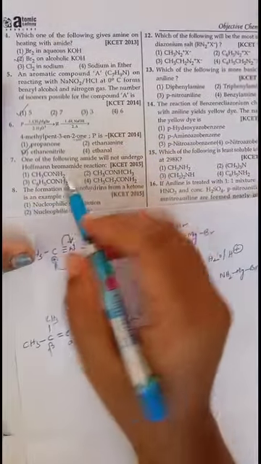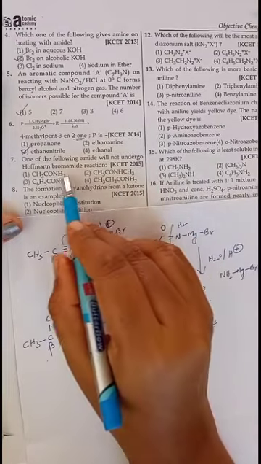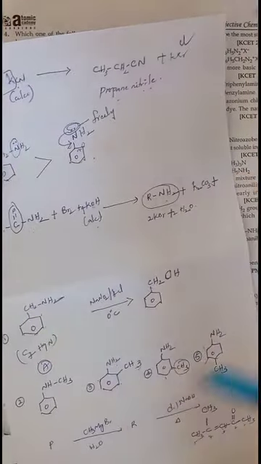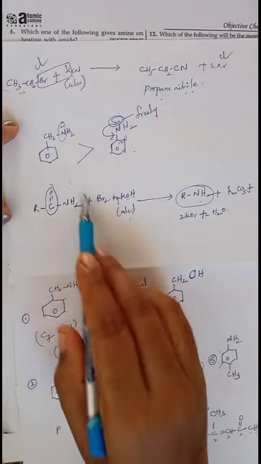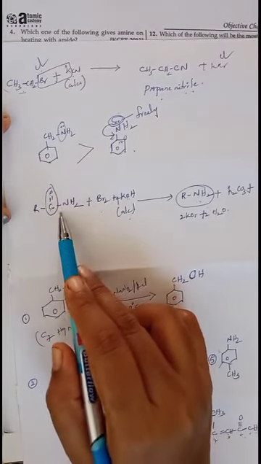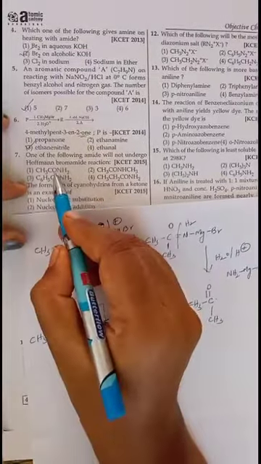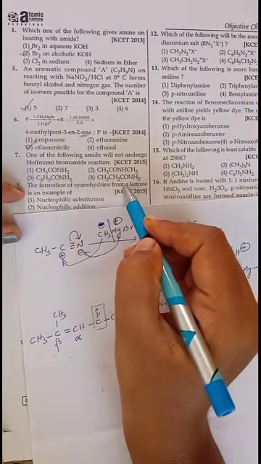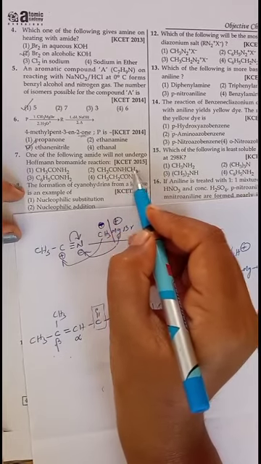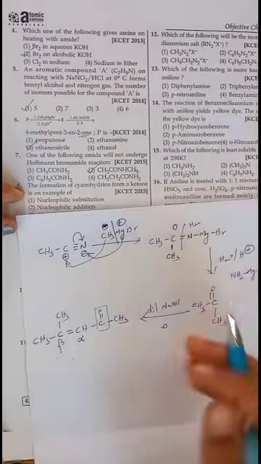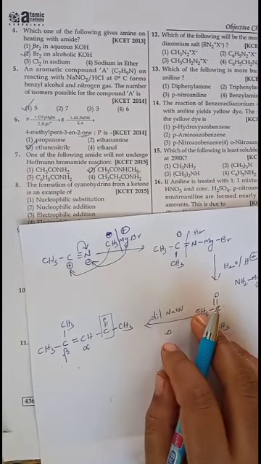What is the next question? Which one of the following amides will not undergo Hofmann-Bromamide reaction? Why? To undergo this Hofmann-Bromamide reaction, it should be a primary amide. Only primary amide should undergo this reaction, not other types of amides. See, this is a primary amide, even this is a primary amide, even this is a primary amide, whereas this one, second option, is not a primary amide, it is a secondary amide. So it will not undergo Hofmann-Bromamide reaction, because it is secondary in nature.